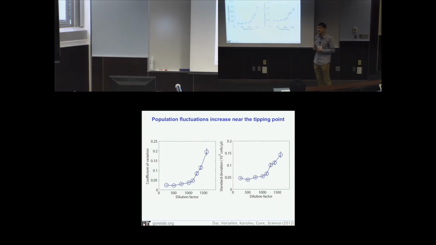I'll show you some raw data in a moment. So this says that we can use the size of the fluctuations as an early warning indicator that the tipping point is perhaps going to approach.